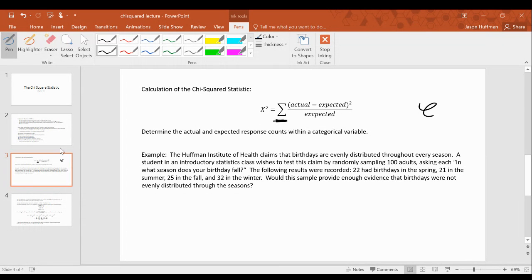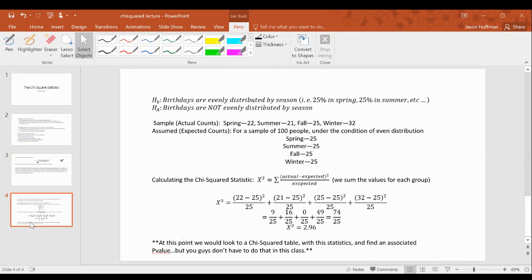All right, so let's work through this example. Our null hypothesis would be that birthdays are evenly distributed. This is something that's been put out by the Huffman Institute of Health. Of course, that's not a real institute. If they are evenly distributed, then we would have the same percentage of birthdays in each season. The alternative would be that birthdays are not evenly distributed. Then we take our sample of 100 people, which saw that 22 were in the spring, 21 in the summer, 25 in the fall, and winter had 32 birthdays.